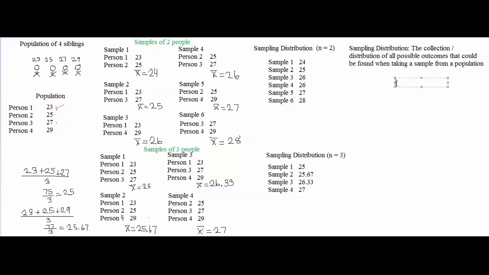So let's start with the population and make a histogram. The ages of the people in the population go from 23 to 29. So maybe we could start at 20. Maybe we'll start at 20 and go up to 29 if we have enough room.